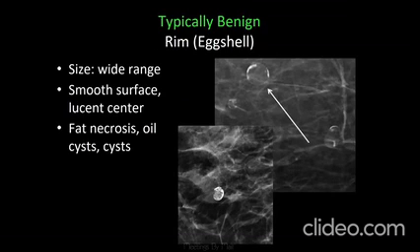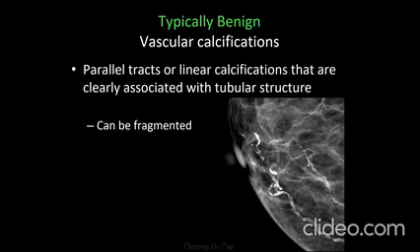Next, typically benign, the rim, or what used to be called eggshell. Wide range in the size of these. You guys are all familiar with these. Smooth surface, lucent center usually, although as they progress, they can really fill in, get some chunkier calcifications in the middle of them. That's because these are often fat necrosis or oil cysts, or occasionally just regular old benign cysts that calcify on the rim. So they are easy to diagnose, usually very classic.